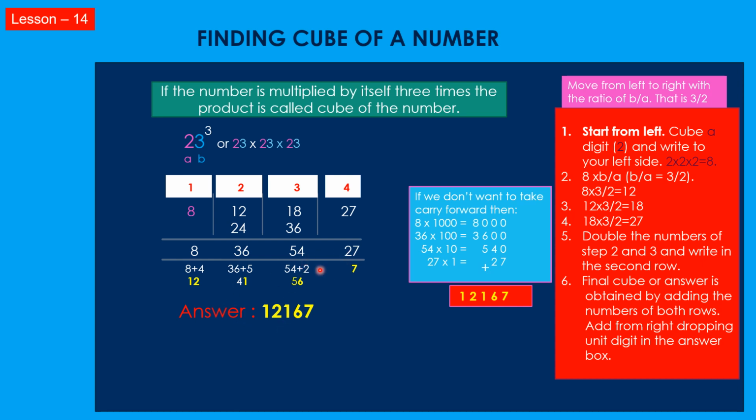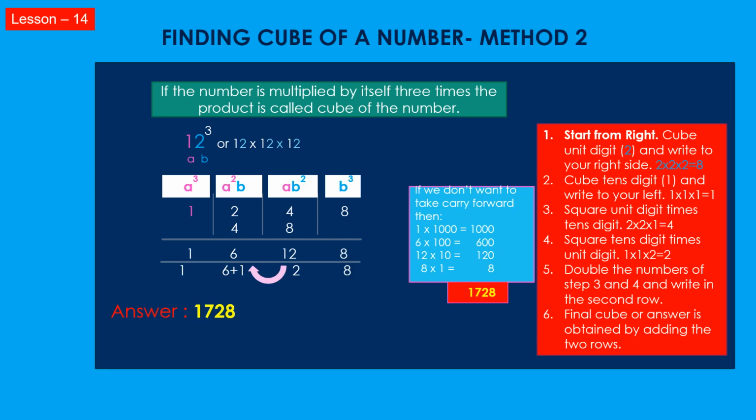And if you don't want to carry forward, what you do simply is you multiply 8 with 1000: 8 times 1000, 36 times 100, 54 times 10 and 27 times 1. Whatever product you get, you just add up together and again you will get the same answer, 12167. So the cube of 23 is 12167.